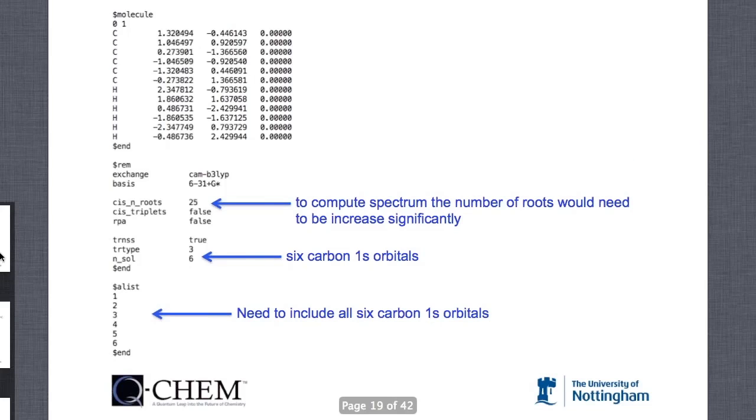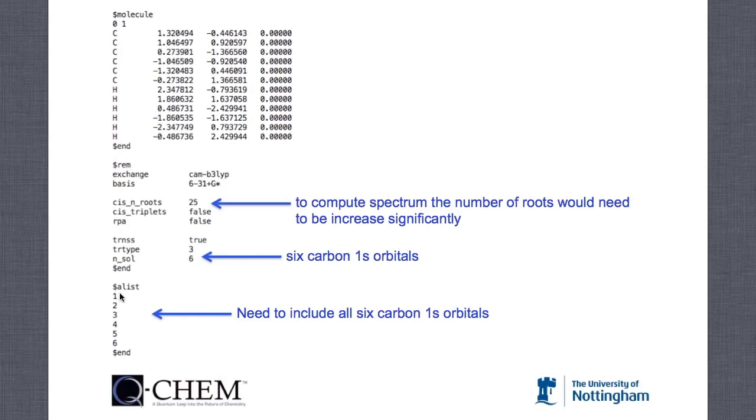Okay, so often if you're doing these things, especially if you're going to have to include excitations from more than one core orbital, here's an example where we're thinking about doing the same type of calculation for the K-edge of a molecule like benzene. So again, here's our input. We've got Cartesian coordinates. We have to specify the number of roots. As we'll see a bit later, if you want to compute a whole spectrum, you're going to have to ask for quite a large number of roots.